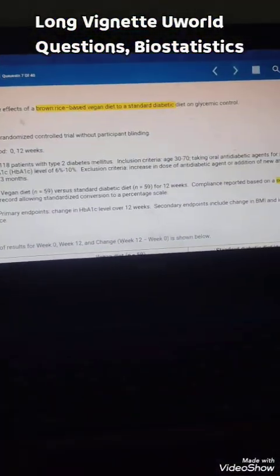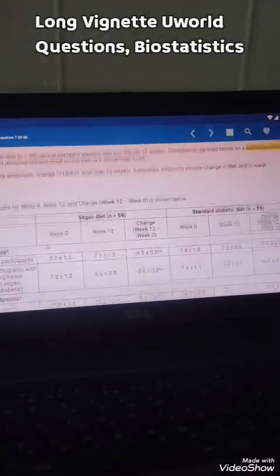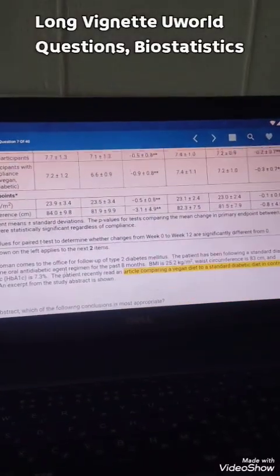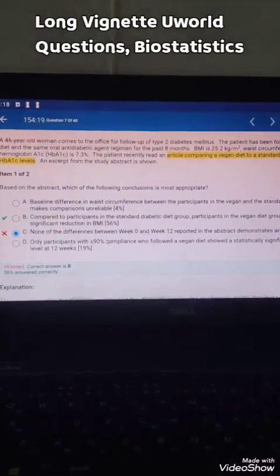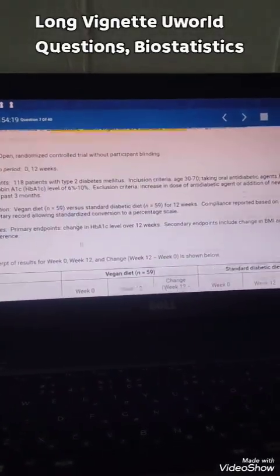So today we are going to discuss how to approach a long vignette UWorld question, and how to reach an understanding of this question and answer it. You can see I have got it wrong. Now let's dip into the stem of this question.